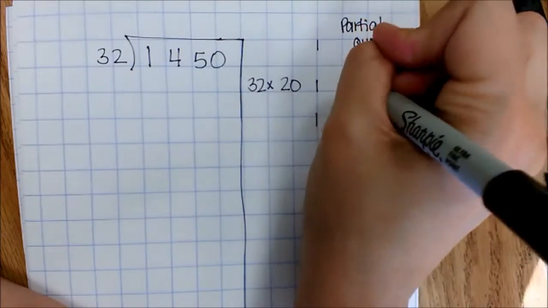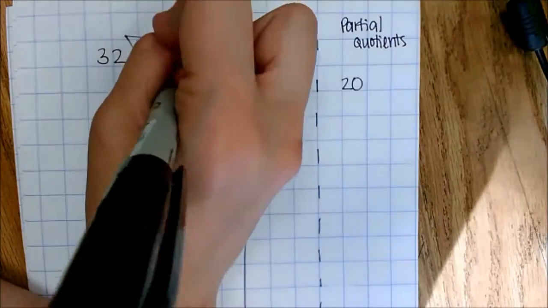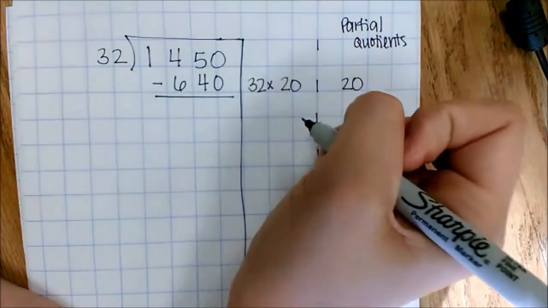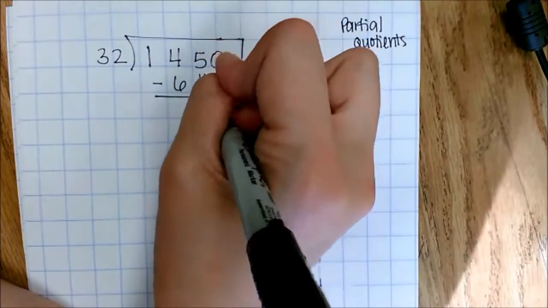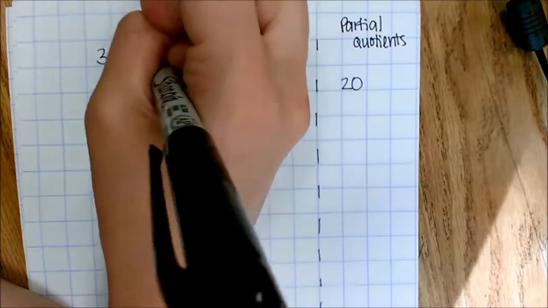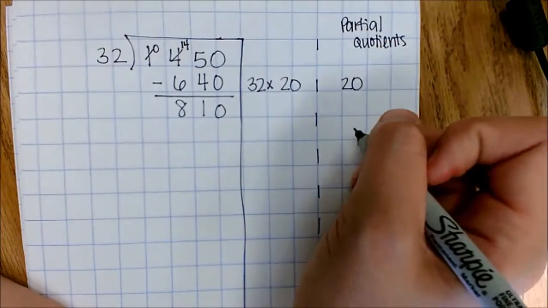I'm going to pull out the 20 because that's my partial quotient. So 32 times 20 gave me 640. So my next step would be to subtract. So 0 minus 0 is 0. 5 minus 4 is 1. I need to regroup. 14 minus 6 is 8. So I have 810 left.